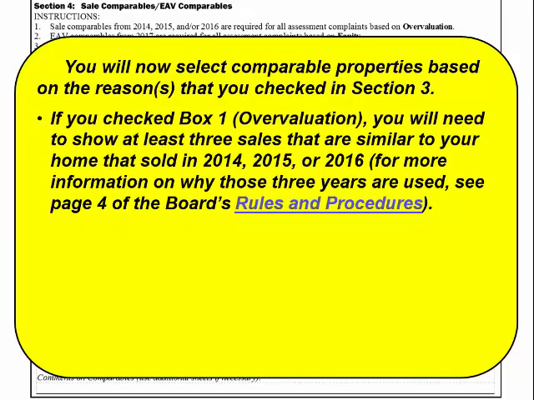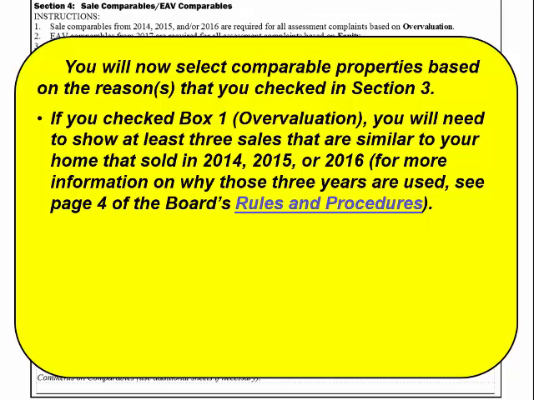Now that you've entered all the information about your property, you're going to select comparable properties based on the reasons that you checked in Section 3 of this form. If you check box 1, that's overvaluation, or comparing your property's equalized assessed valuation to sales, to actual transactions in the marketplace, you will need to show at least 3 sales from 2013, 2014, and or 2015 to make the best evidence. In selecting sales, remember that more similar is better than less similar.